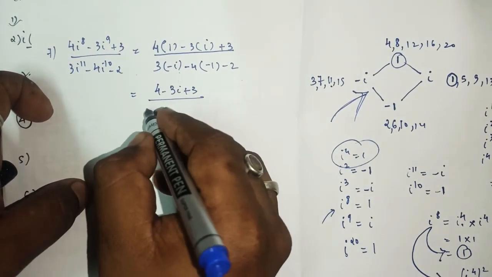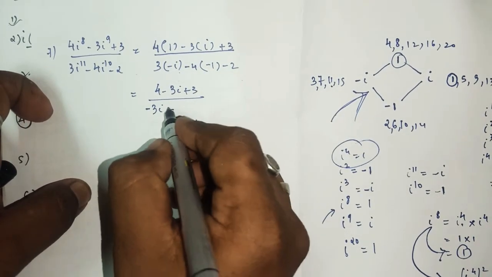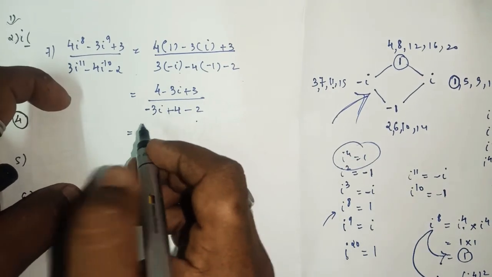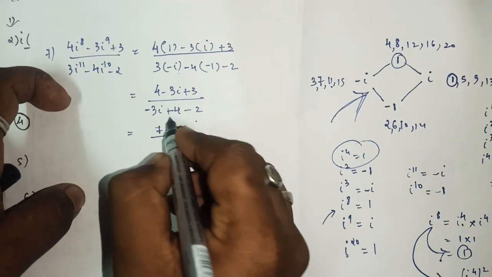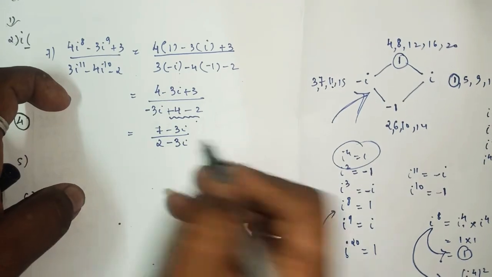So here you will get what? Minus 3i, this minus minus will be plus 4 minus 2. Yes or no? So 4 plus 3 will be what? 7 minus 3i. So here plus 4 minus 2 will be what? 2. Here we have minus 3i.